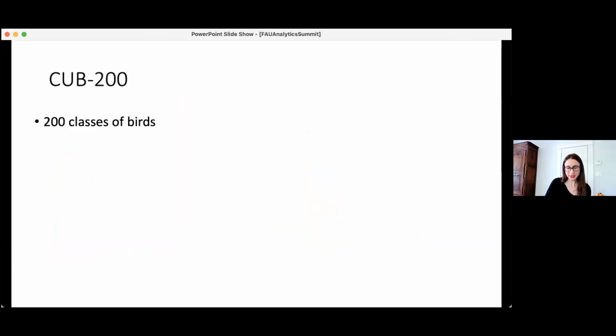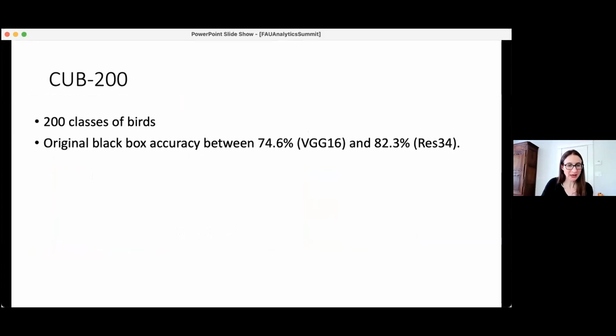And we've been doing experiments with this bird data set. This is actually a benchmark data set in computer vision where the deepest of the deep neural networks are compared against each other, the fight to the death, right? And our network fared really well. The original black box accuracy was between 74% and 82%. And I've just listed the names of the black box neural networks that are here.